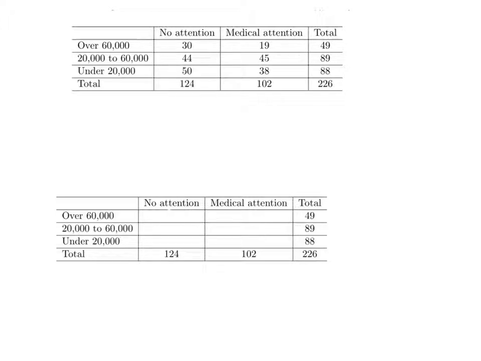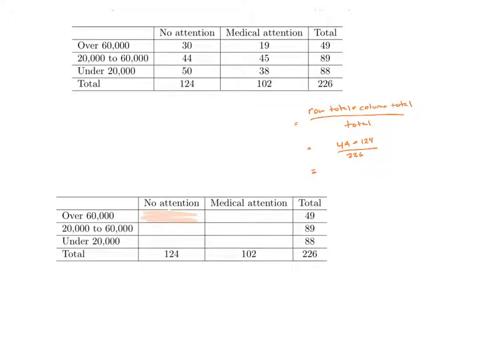When I find my expected values, I copy over my table and I leave the center blank. I only keep the totals. After I've copied my table over, I go ahead and select a cell to start with. I'm going to start with this one right here. And to find it, I take my row total times my column total divided by my overall total. In this case, this will be row total of 49 times column total of 124 divided by overall total of 226. Normally when we do these, we'll round it to 2 decimal places.